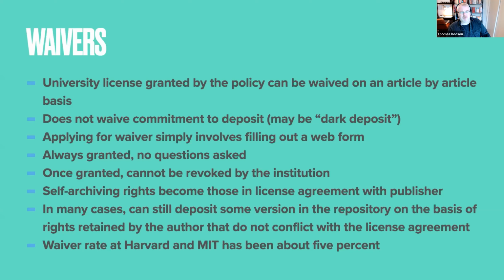We always tried to emphasize to the faculty, look, you can make a choice to waive any article. You just can't do it globally. You have to do it one at a time. And when a policy like this is waived, the self-archiving rights become those that are set up in the license agreement with the publishers. And as we saw from looking at Sherpa Romeo, in many cases it's still possible to deposit some version in the repository, based on the rights retained by the author in the license agreement, even if a policy like this is in place but has been waived.